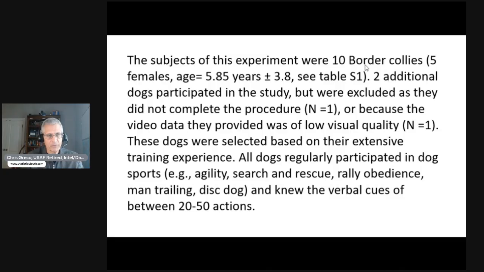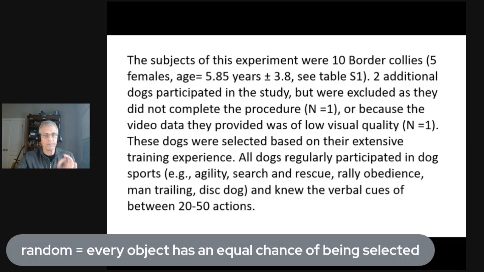So can you see what I'm talking about here? A random sample, and I think this is really, really important. A random sample means that every object has an equal chance of being selected. Okay, so they had 41 dogs. Did they have an equal chance of being selected?